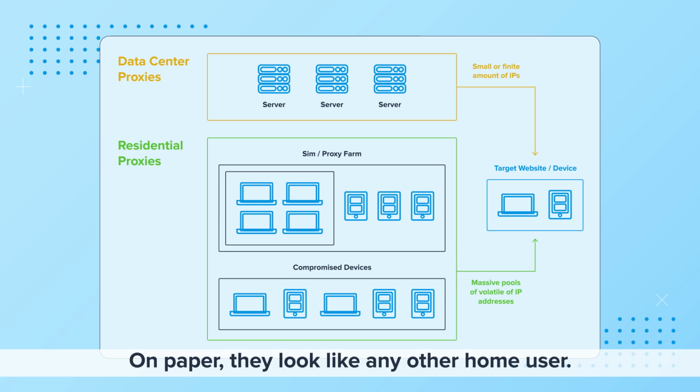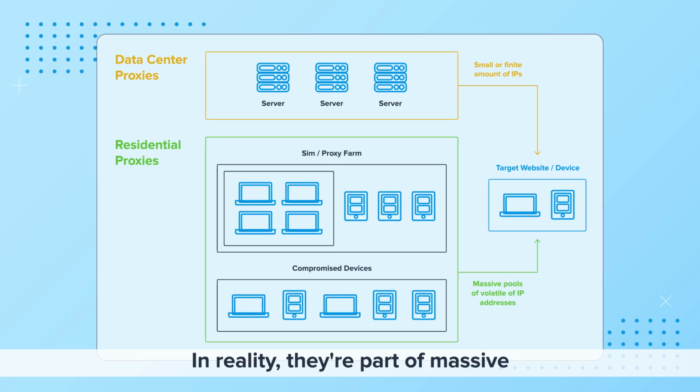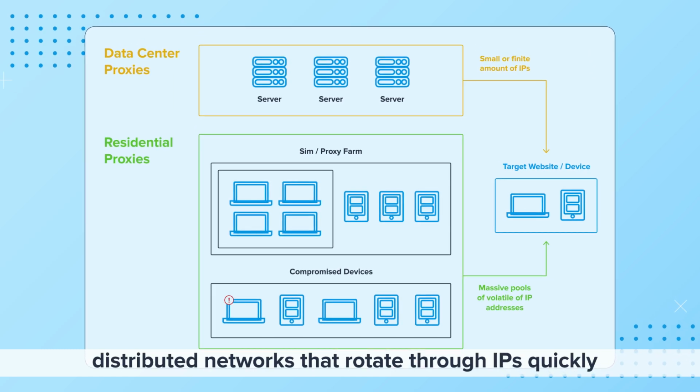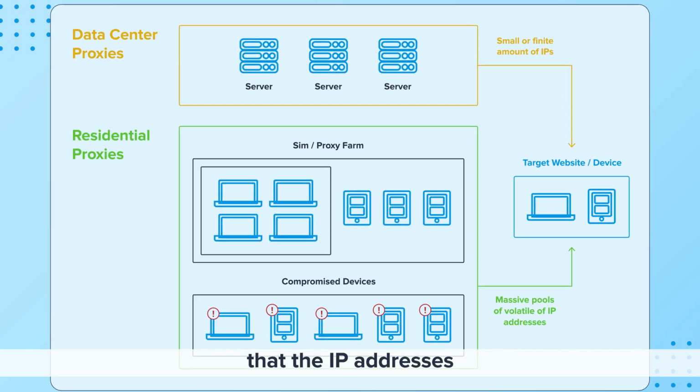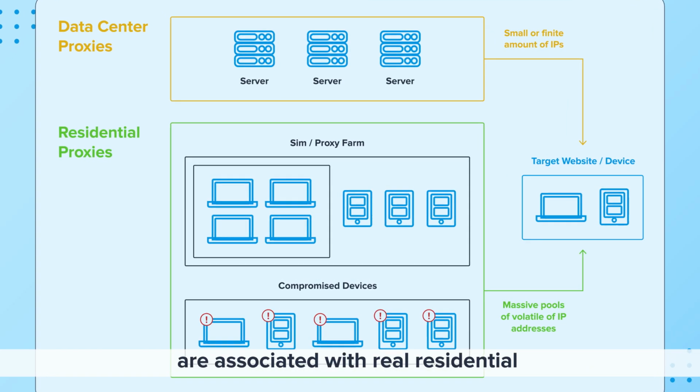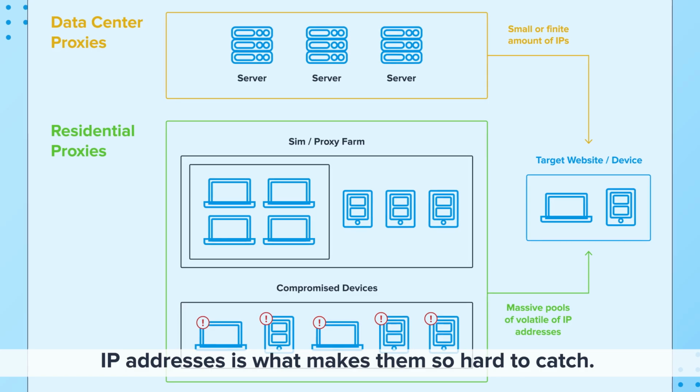On paper, they look like any other home user. In reality, they're part of massive distributed networks that rotate through IPs quickly. That rotation, and the fact that the IP addresses are associated with real residential IP addresses, is what makes them so hard to catch. But not for IPinfo.